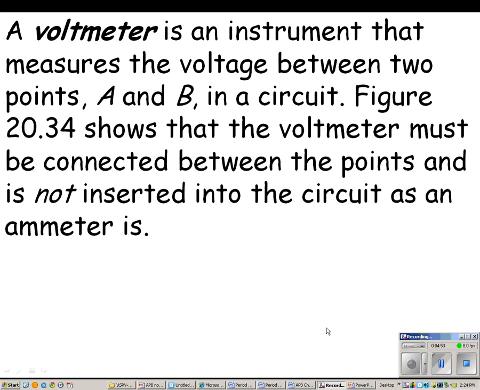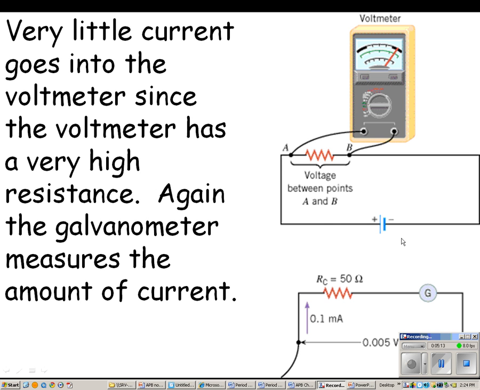The voltmeter, on the other hand, is an instrument that measures the voltage between 2 points, A and B, in a circuit. Figure 20.34 shows that the voltmeter must be connected between the points and is not inserted into the circuit as the ammeter is. The voltmeter is placed in the circuit in parallel, not in series. So here's our picture of the voltmeter. You'll notice that we have our circuit here, and the voltmeter is set up on either side of the resistor. We're looking at what the voltage drop between points A and B would be.